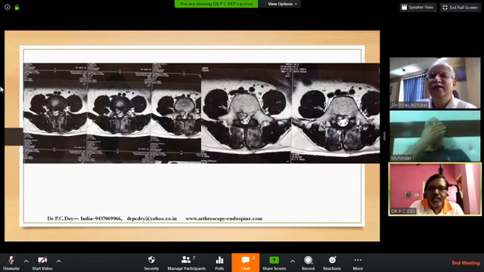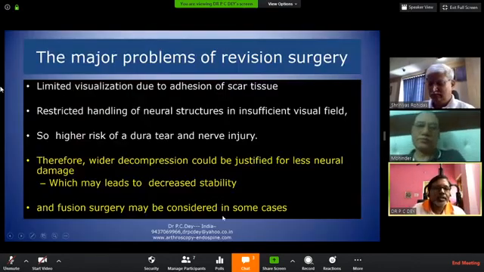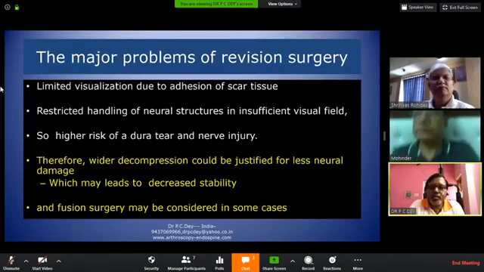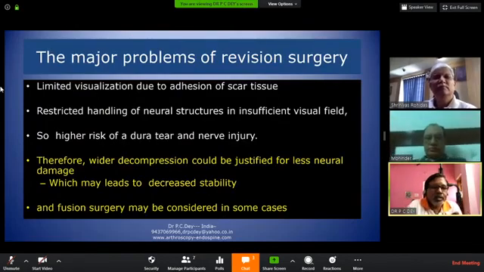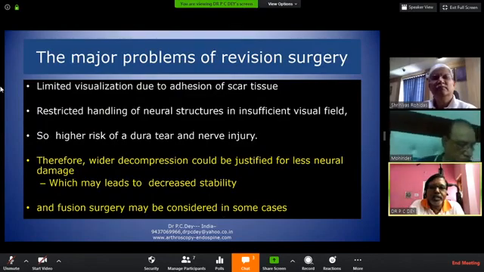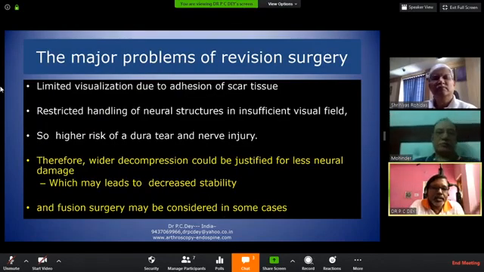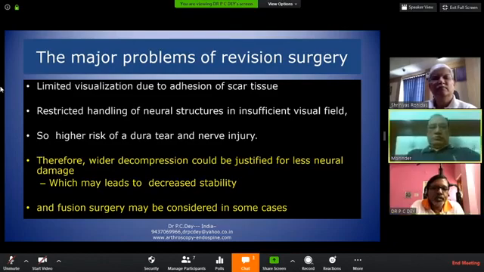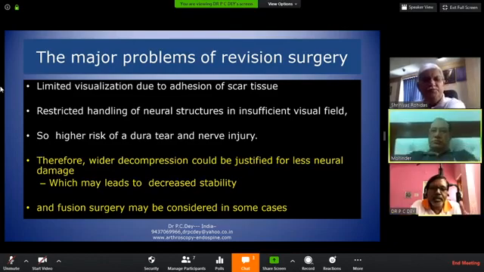Then my senior resident rang me, "Sir, the patient is having some bladder involvement." We had posted the surgery as the second case, so I just put that patient in as the first case. So with this background, I have operated on this patient now. See, this is the major problem Dr. Rohidas wanted to tell you. There is limited visualization due to the adhesion of the scar tissue, restricted handling of the neural structures in the insufficient visual field. So there is a higher risk of dural tear and nerve injury.